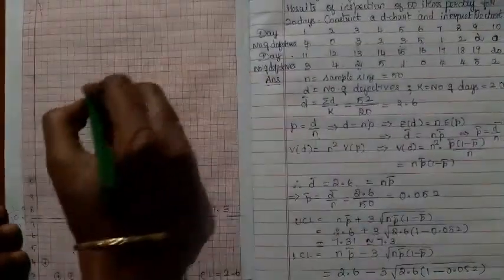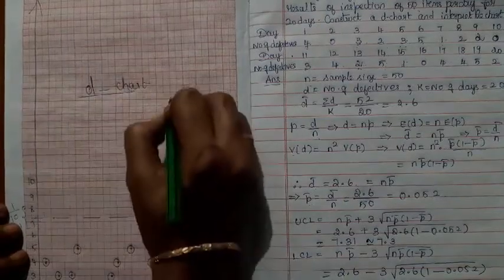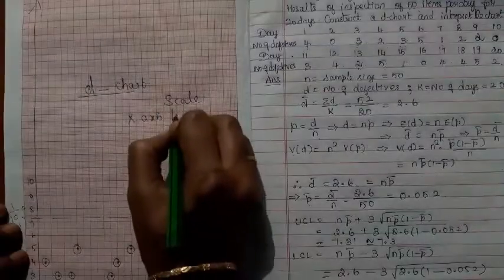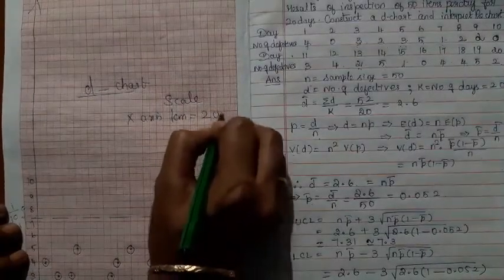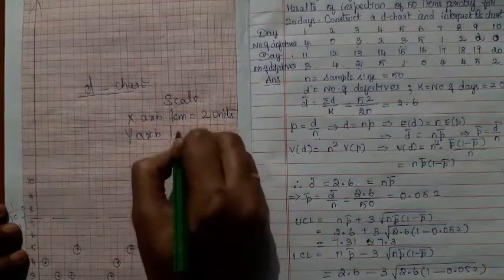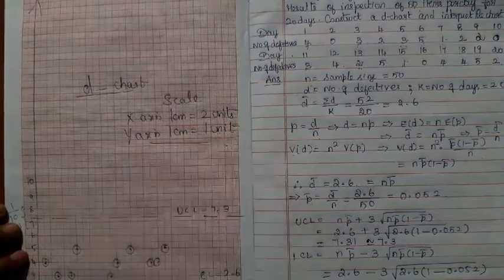Let us write the scale. This is the D chart, and the scale: x-axis 1 centimeter equal to 2 units, y-axis 1 centimeter equal to 1 unit. This is important. Okay, fine.